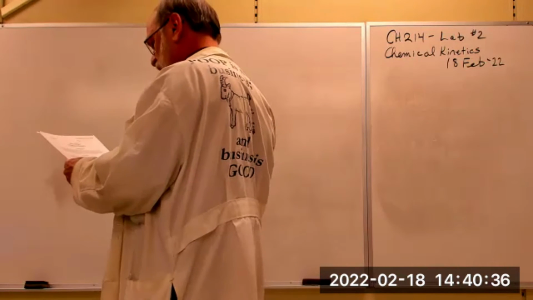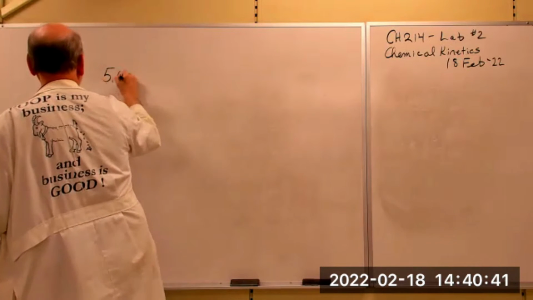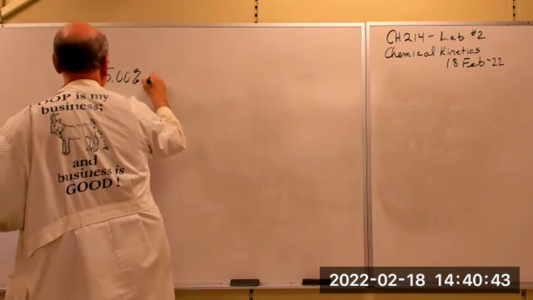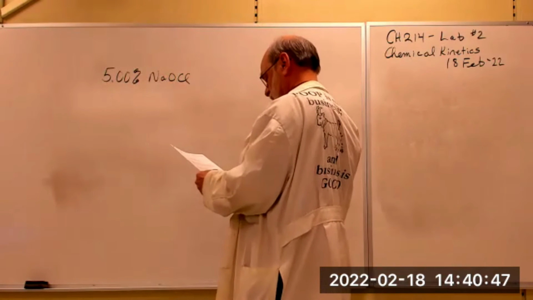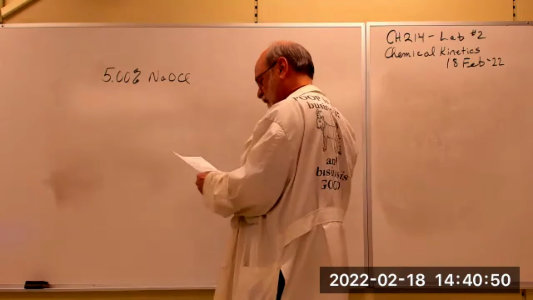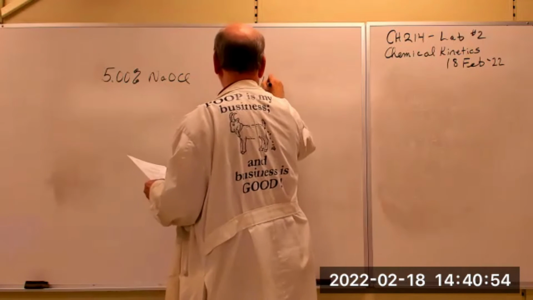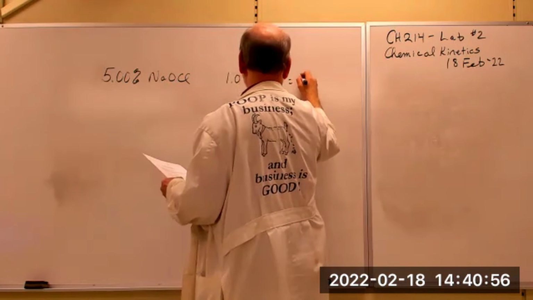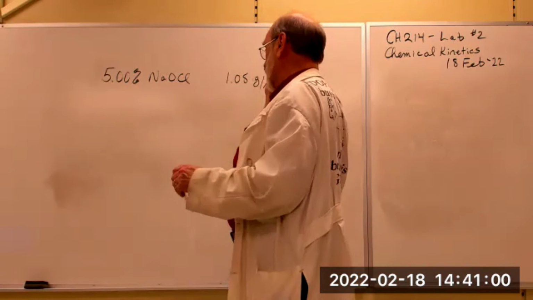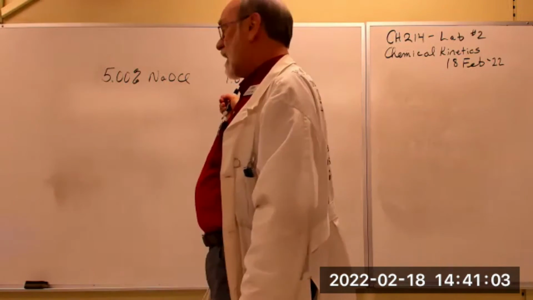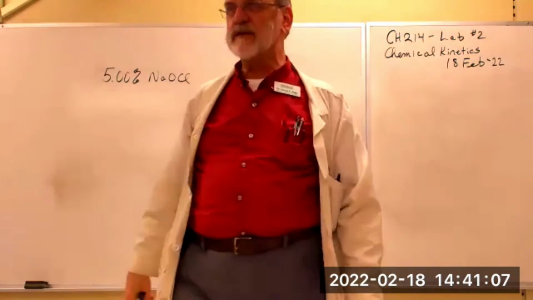A container of household bleach has 5% sodium hypochlorite. If the density of the bleach is 1.08 grams per milliliter, calculate the molarity of the solution. Okay. In order to do this, you have to know what that percent means. Remember, percent is a dimensionless number.